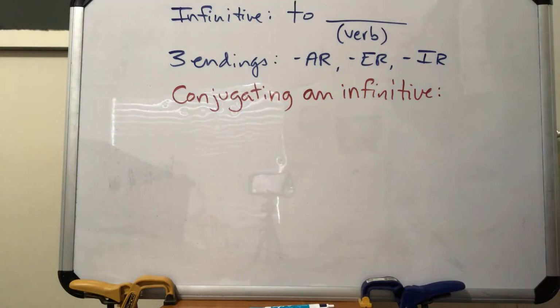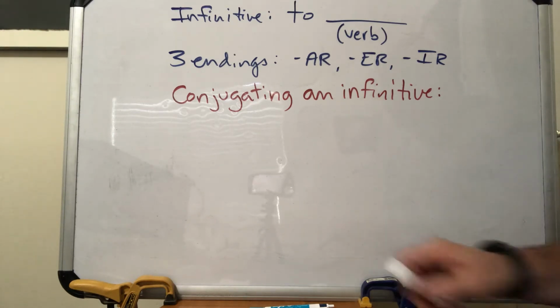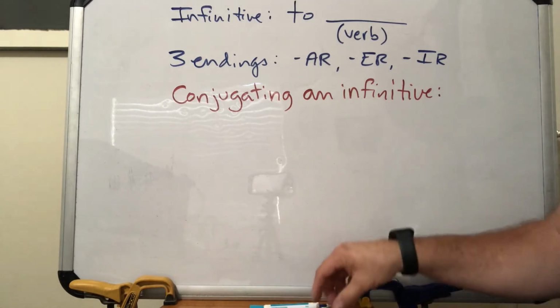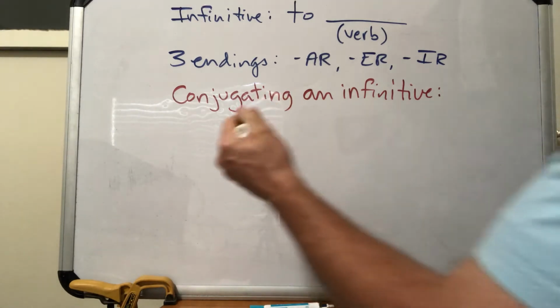If we're just picking a random form, it doesn't match. So in the last video when we did tener, you can't say nosotros tengo. Those don't go together. It's nosotros tenemos, yo tengo. So we have to make sure that the form of our verb agrees with our subject. Okay? All right, so here's step number 1 for conjugating an infinitive.